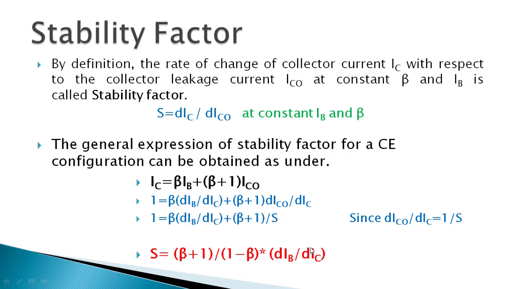By differentiating this equation and simplifying, we can get the common expression for the stability factor: S equals beta plus 1 divided by 1 minus beta into dIB divided by dIC.